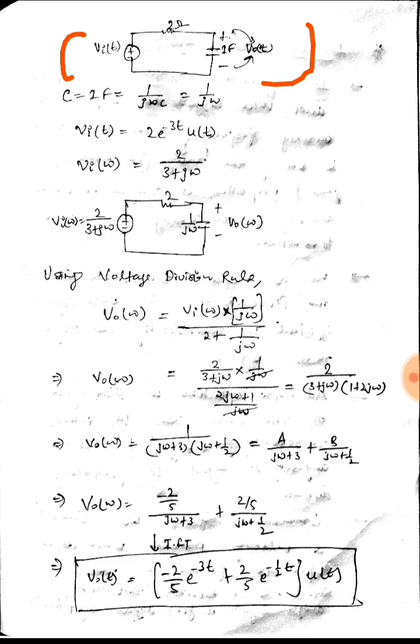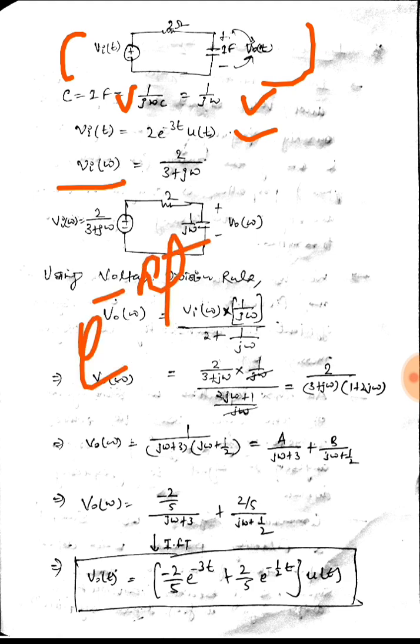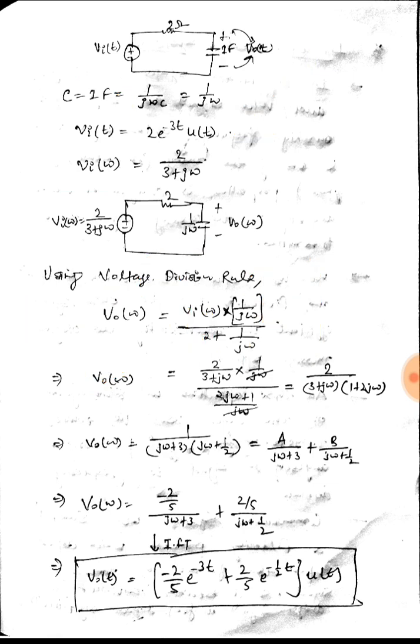So C is 1 F, so the impedance 1 upon j omega C in the Fourier domain is 1 upon j omega. Vi(t) is 2 e raised to power minus 3t u(t). If I take the Fourier transform of Vi(t), you all know e raised to power minus at u(t) comes out to be 1 upon a plus j omega.